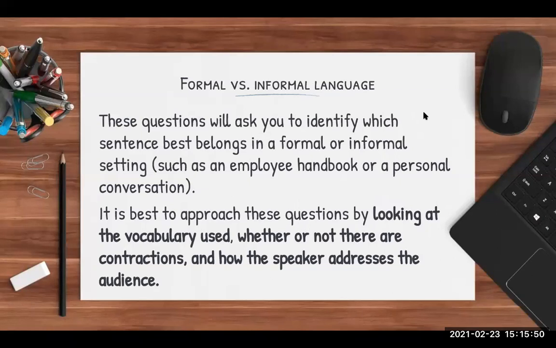Some of the questions in the language section are going to ask you about formal versus informal language. So these questions are going to ask you to identify which sentence best belongs in a formal or informal setting. A formal setting might be something like an employee handbook. An informal setting might be something like a personal conversation. It's best to approach these questions by looking at the vocabulary that's used, whether or not there are contractions. If there are, that indicates more informal language. If there aren't, more formal. And just how the speaker seems to be addressing the audience.